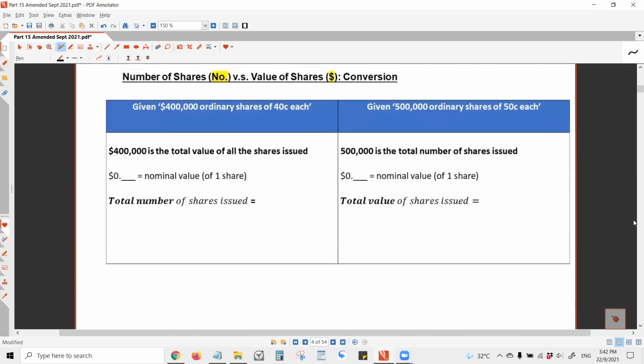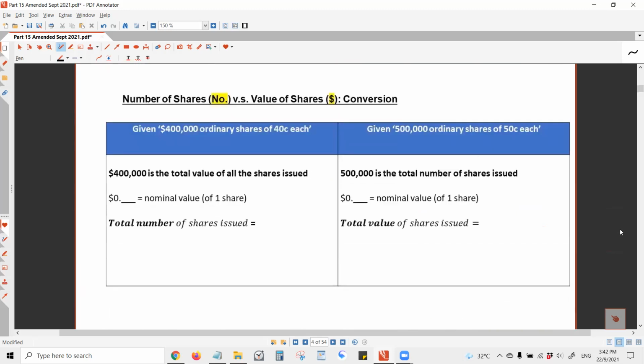Okay, now this one you look at it yourself, very easy. You can look at the PDF with my annotation. This part is very easy, about calculation of value and number of shares.